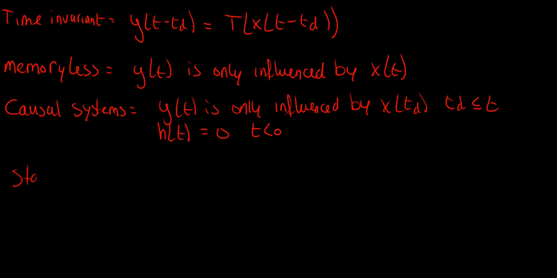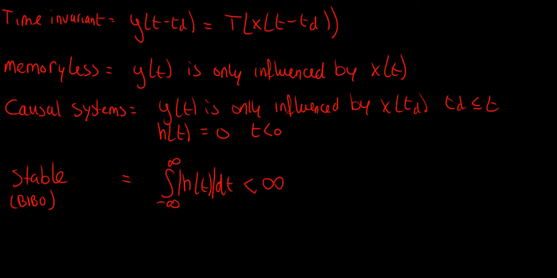Then we have a stable system, sometimes also called BIBO stable, for bounded input, bounded output. What that says is that if we take our impulse response, the absolute value of this should be lower than infinity, meaning that we have a finite piece of our function that is non-zero. After that, it doesn't go onward to infinity, because every function that is non-zero and goes on to infinity is not stable.